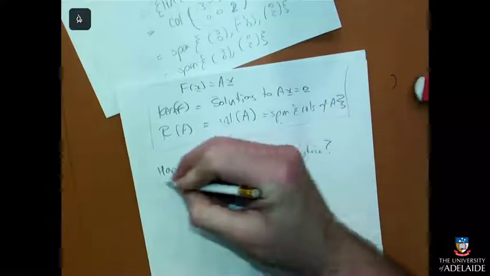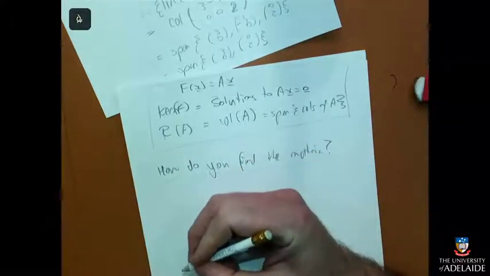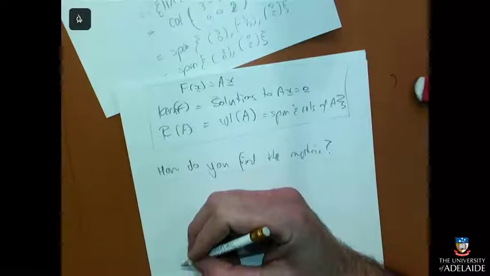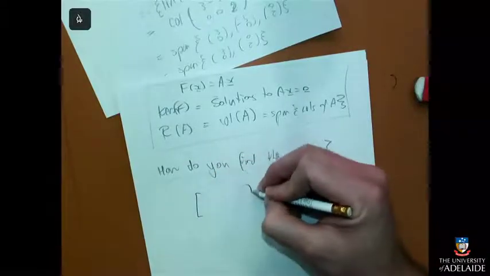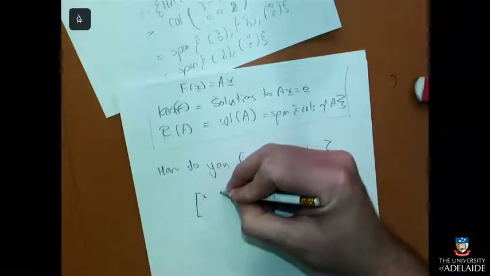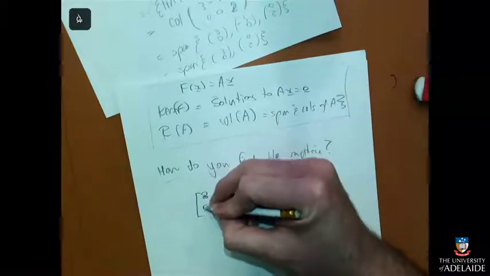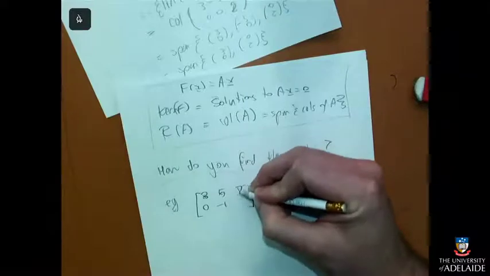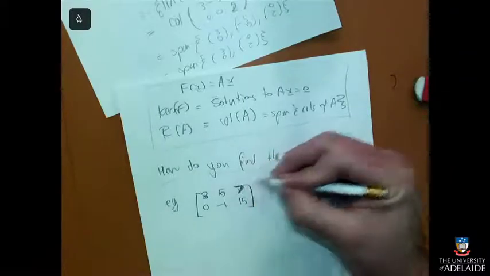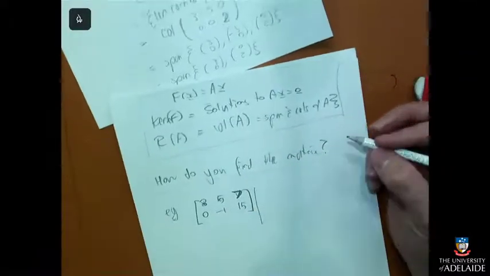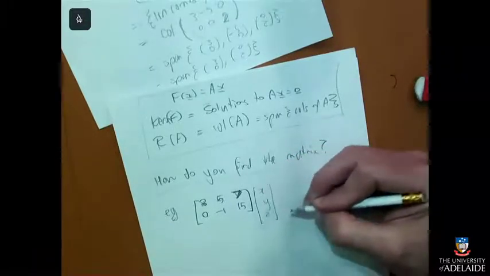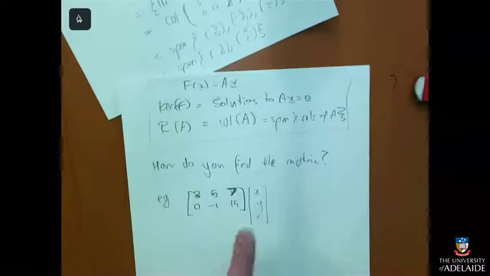How do you find the matrix? Here we go. The magic of matrices is that when I multiply a matrix, I'll put actual numbers in there as an example, when I multiply a matrix by something here, then this tells me to do a linear combination of these columns.